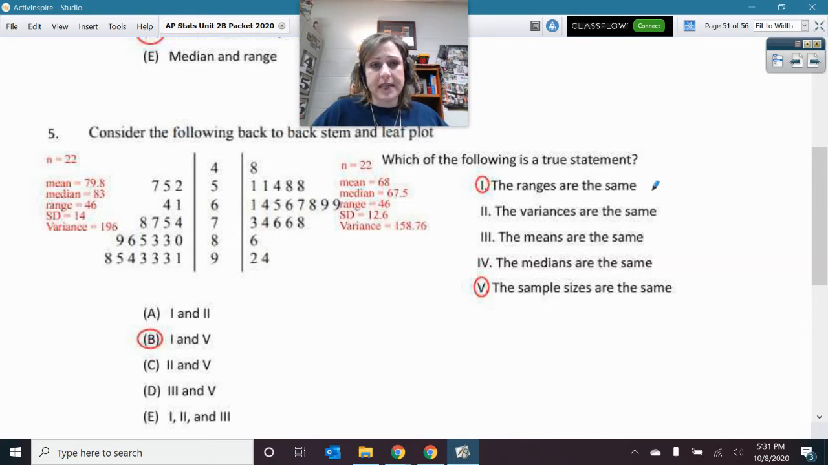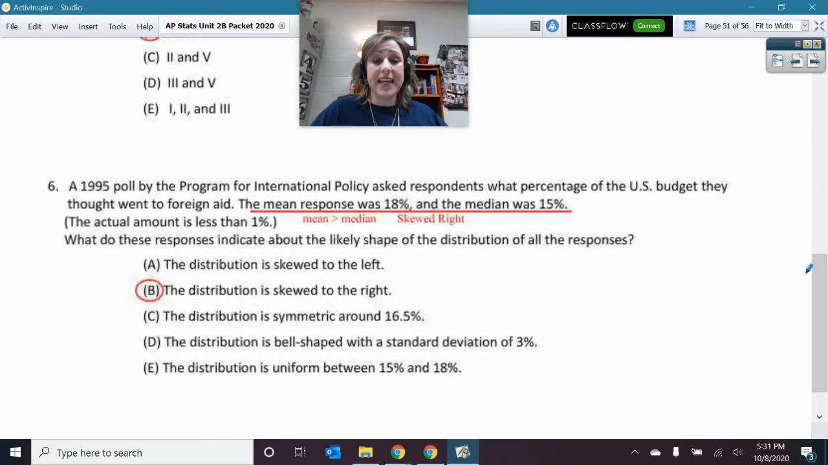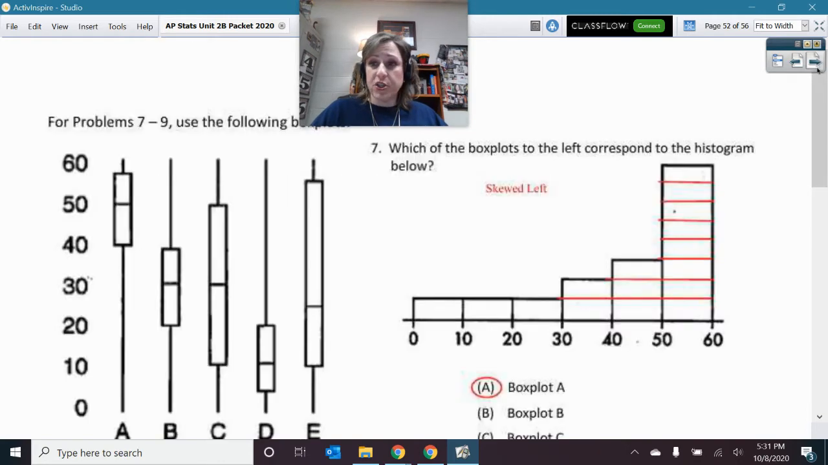All right, so what comes out then is that the ranges are the same. They both are a range of 46 from high to low, and they are both the same sample size of 22 items, but the others are different. Okay, here, if my mean is 18 and my median is 15, the mean is greater than the median, so it's skewed right.